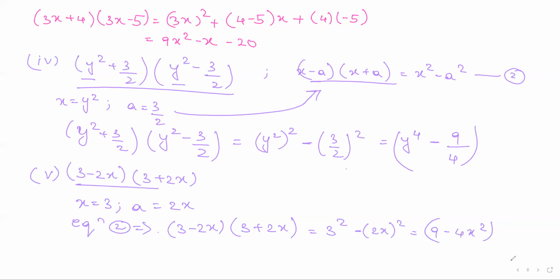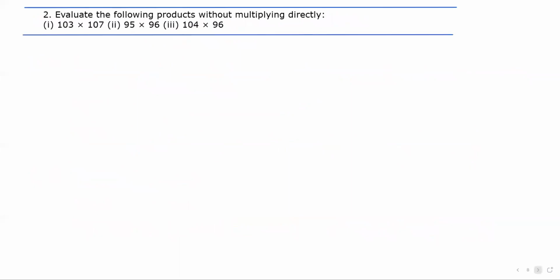Next, second question. Evaluate the following products without multiplying directly. Now, multiplying directly means 103 multiplied by 107 by the method that we've been studying since first standard. Identities, how can you place your identities? You only know algebraic identities. That means you will have to write 103 in terms of a binomial and 107 in terms of a binomial. The first part is 103 multiplied by 107. Now you can write them as 100 plus 3 into 100 plus 7.